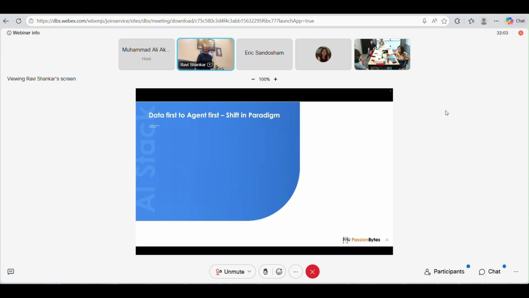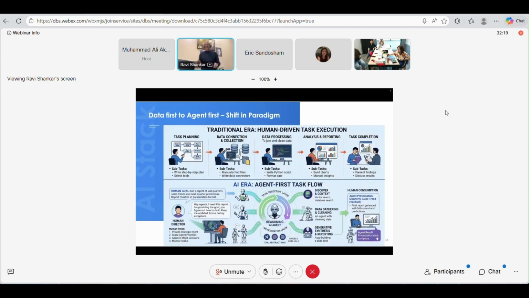So, what are we going to do? We are going to make a change from a data-first enterprise into an agent-first enterprise. Everywhere we are going to have agents. And if you look at the traditional example, there is an ETL team who will be using Ab Initio, DataStage, Informatica, Pentaho, Talend of the world.